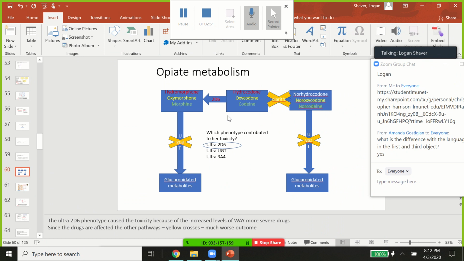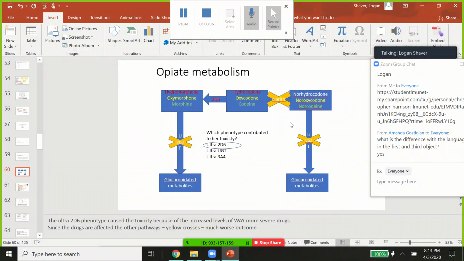So CYP 2D6. And since these other pathways are blocked off, and in the example, by the way, she took hydrocodone or oxycodone, something like that, right? Which is a much less potent opiate, versus, of course, hydromorphone or oxymorphone, right? Which is in this left box here. Okay, so what happens since she has this ultra 2D6 and these other pathways are blocked off, is that it's going to lead to basically hydromorphone, oxymorphone, and morphine being formed whenever she takes these drugs. So therefore, super bad toxicity, not good, right?